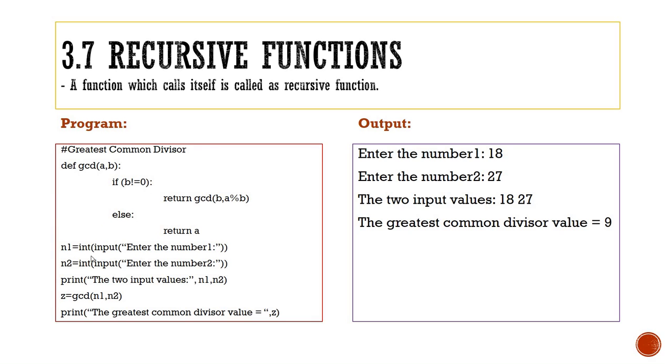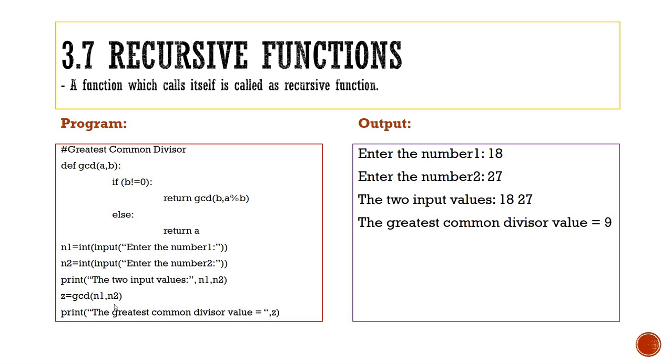So these two statements are used to get inputs for n1 and n2. In the output screen I am entering 18 and 27. Next, the two input values 18, 27 are being printed. Next, we are calling GCD of 18, 27, and the result of this function is stored in Z.